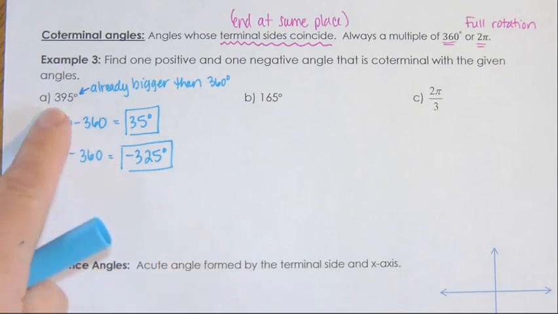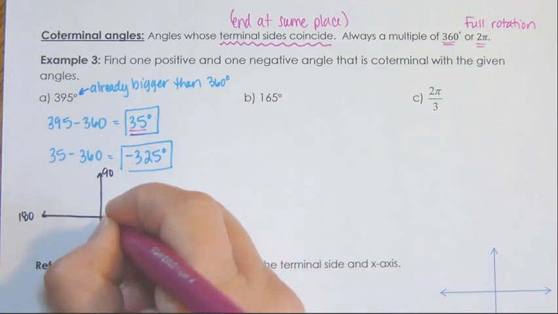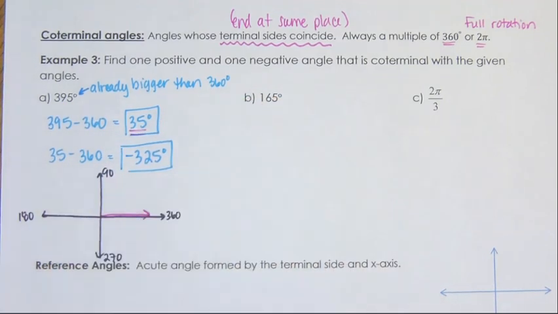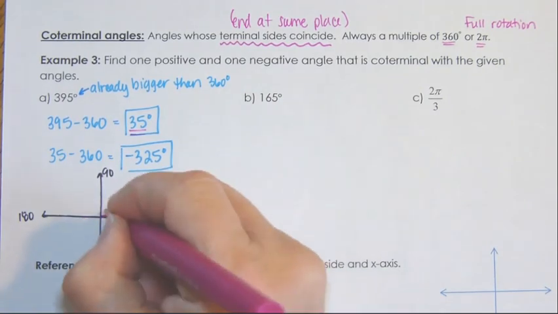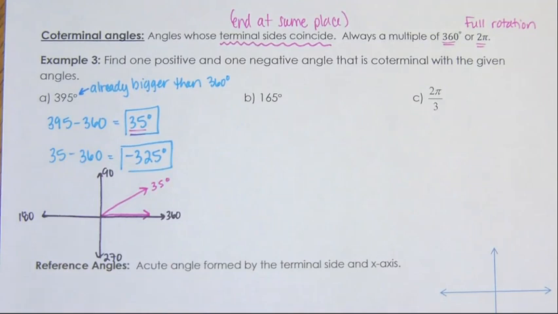So if you look here, I now have a positive angle and a negative angle, where if I graphed these, they would look just like this. Let me show you on this one. All right, so I'm going to start. Let's just go ahead and graph this 35, the positive one. I know it doesn't matter what, it always starts right there. So 35 degrees is a nice little acute angle right here.